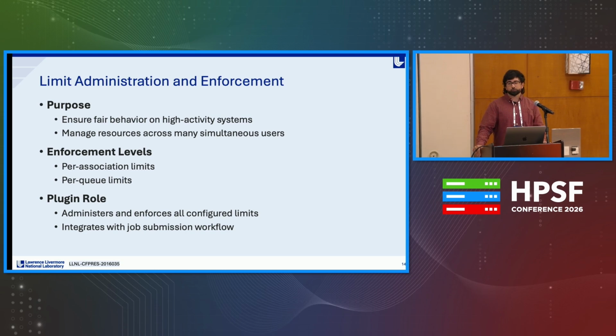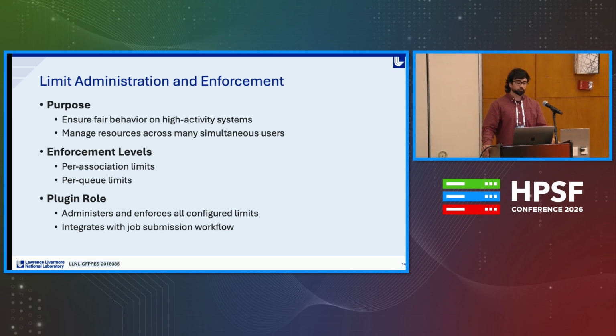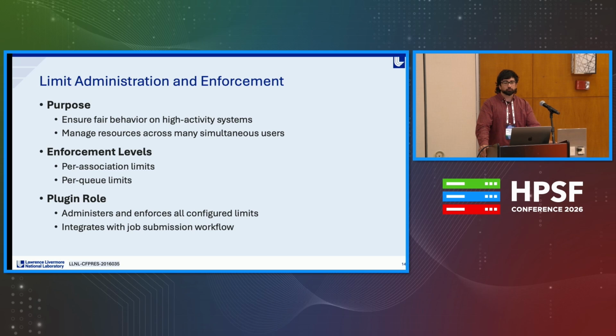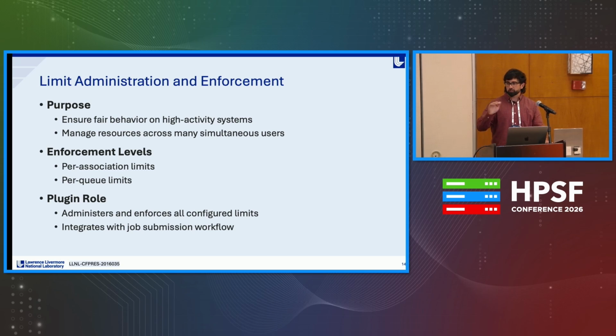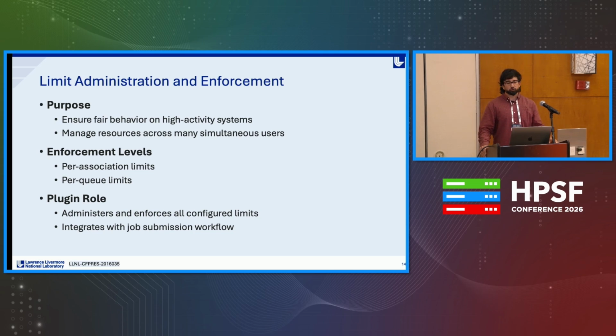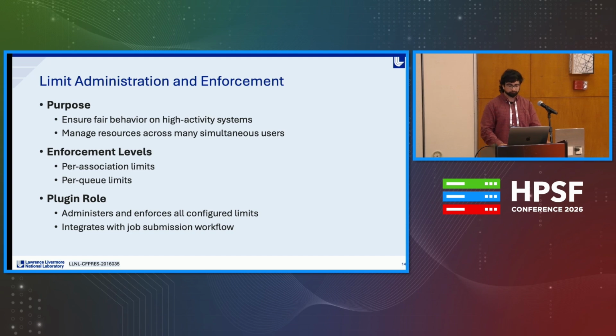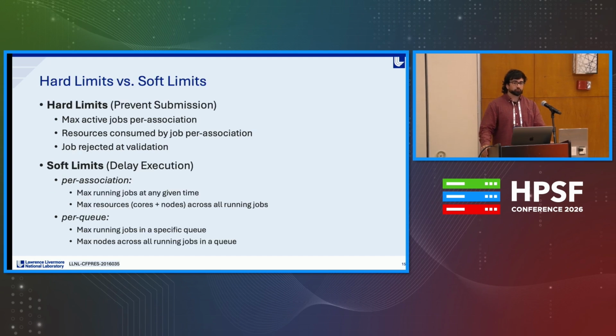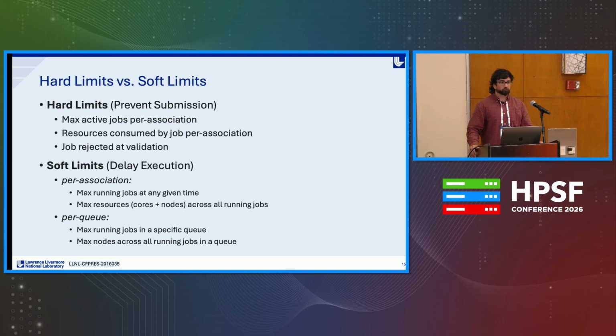Again, this is to ensure fair behavior on a system that has to be shared by potentially hundreds of users. It enforces limits on two different levels, both at the association level and at the queue level, depending on the type of control that your site is looking to have over its own system. There are two different kinds of limits, hard limits and soft limits.